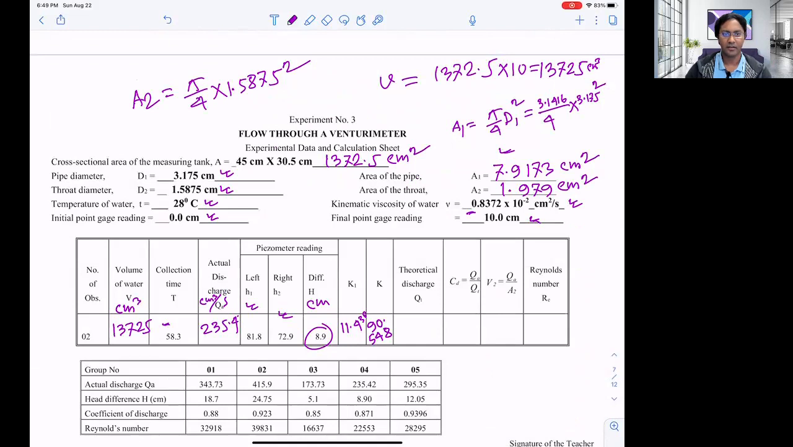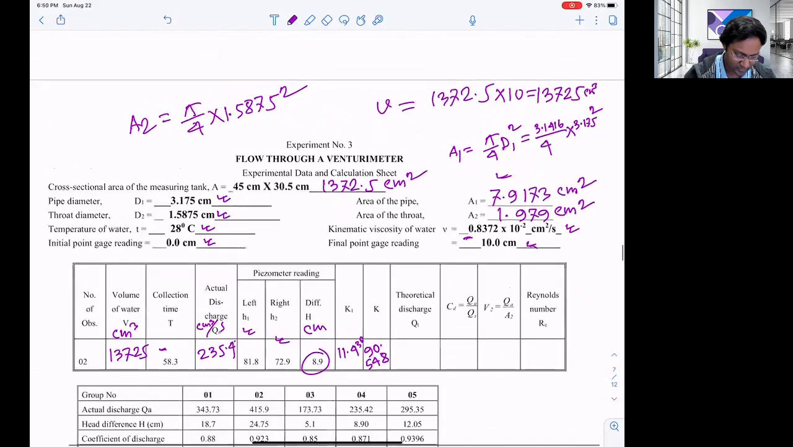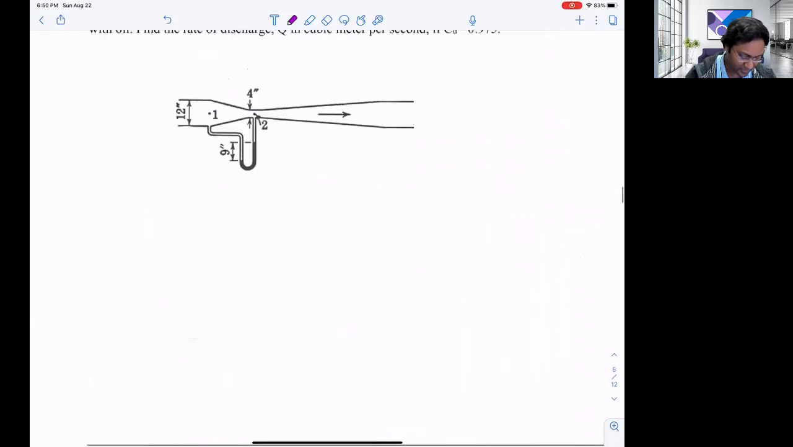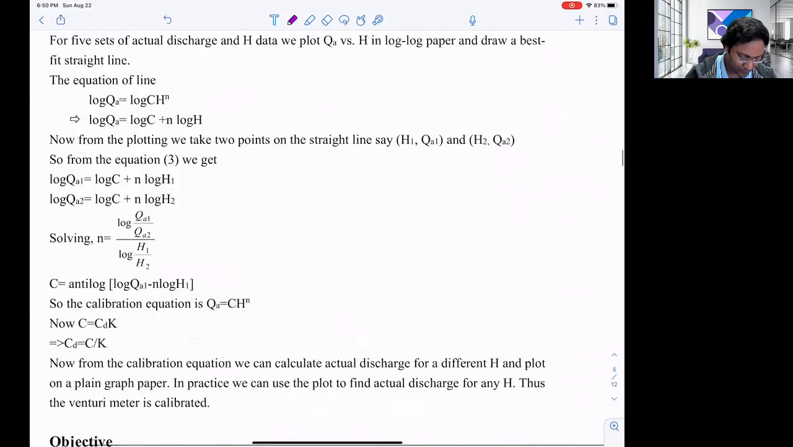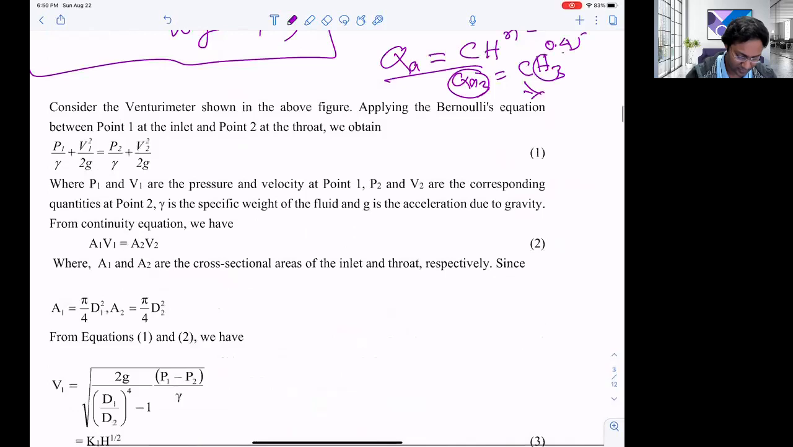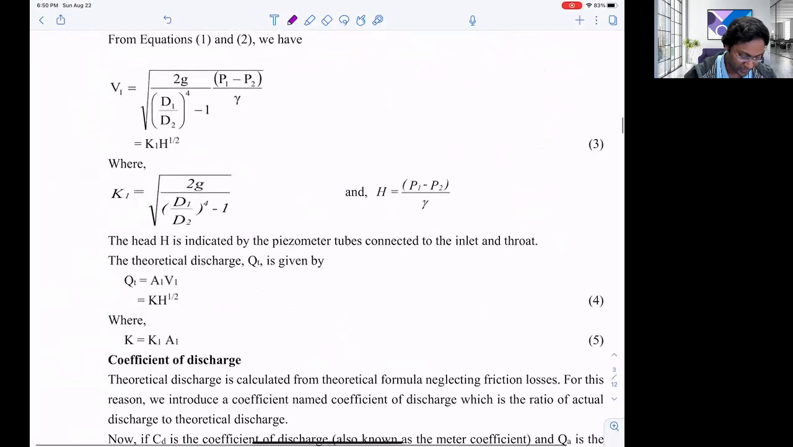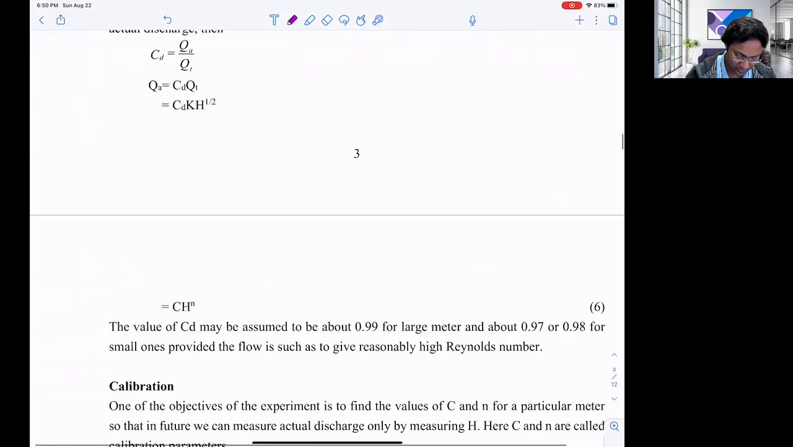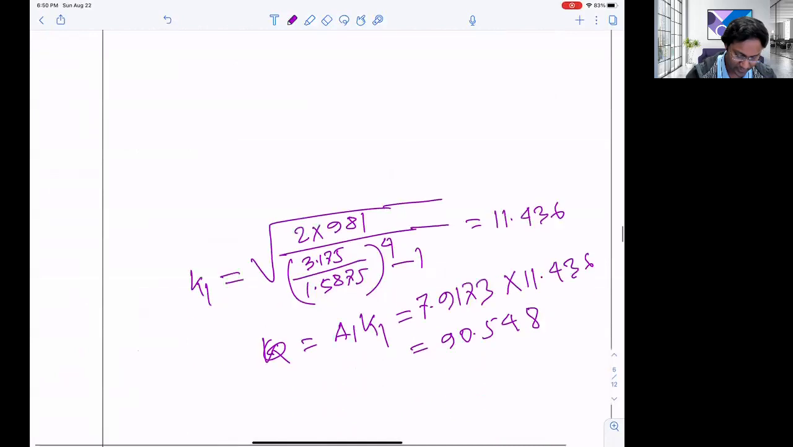So that is K, right? Let me check it again. What was the value of K? No, it's this one. The value of K is K1 times A1. Once we have A1 and K1, we can calculate. We have the H, right? Where is the data sheet? We know that that is the K.